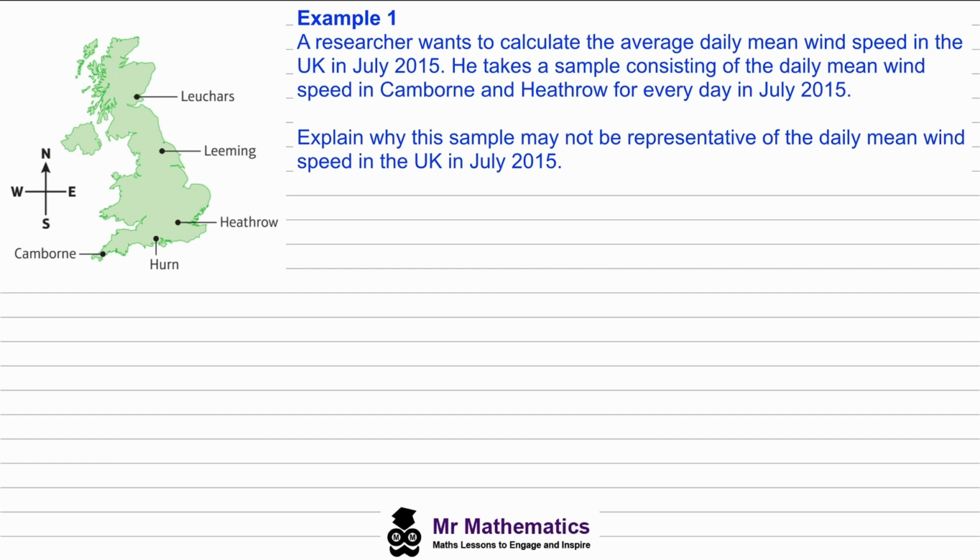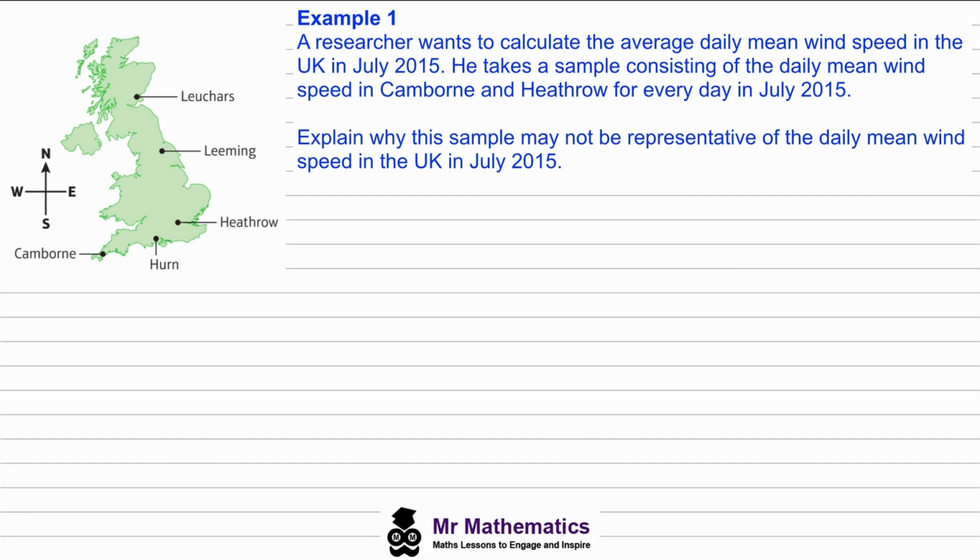So if you want to try this question yourself, you should consider the location of Camborne and Heathrow when you're trying to find it out for the whole of the UK, the unique weather conditions that these 2 places might experience and why, and how this might be different from the weather conditions experienced in the other stations. You can pause the video, and when you come back, we'll discuss each of these points. Okay, so welcome back if you had a go.